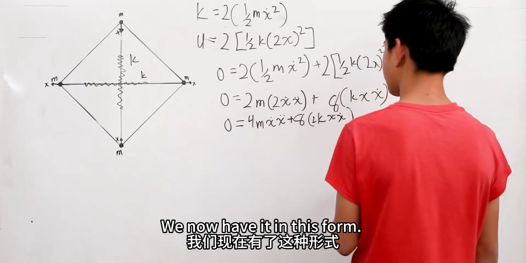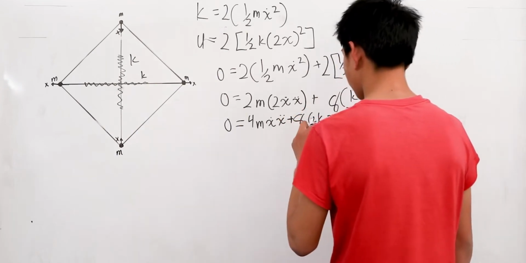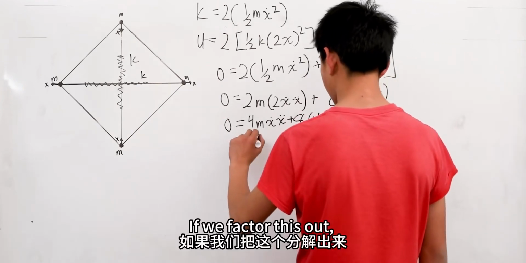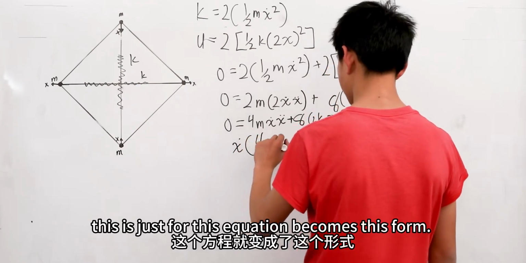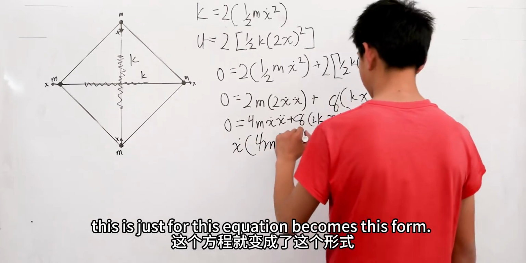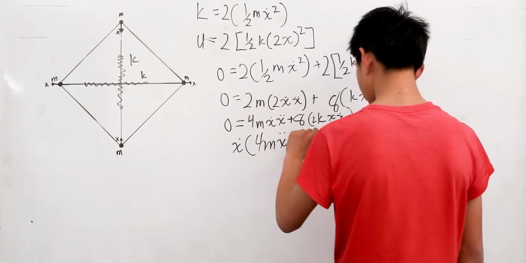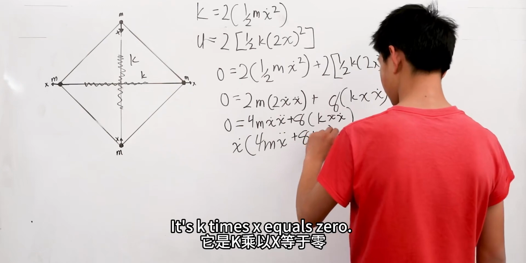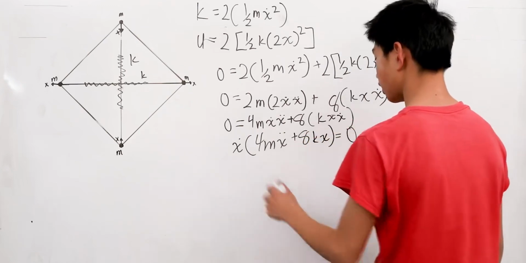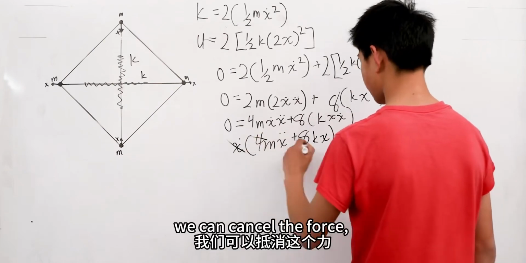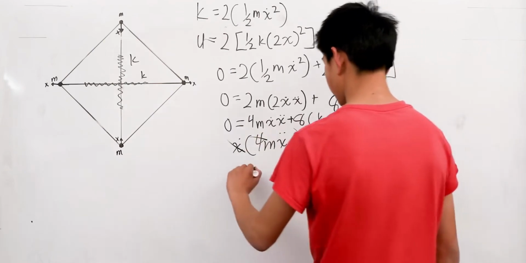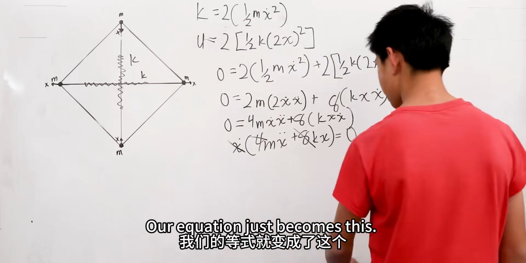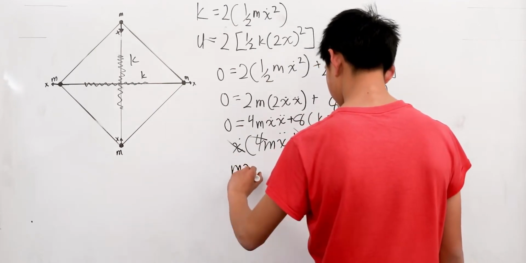So we now have it in this form. Well, what we can first do is just factor out the 4. If we factor this out, this equation becomes this form, plus 8k times x equals 0. If this cancels out, we can cancel the 4's, and this becomes a 2. So our equation just becomes this.